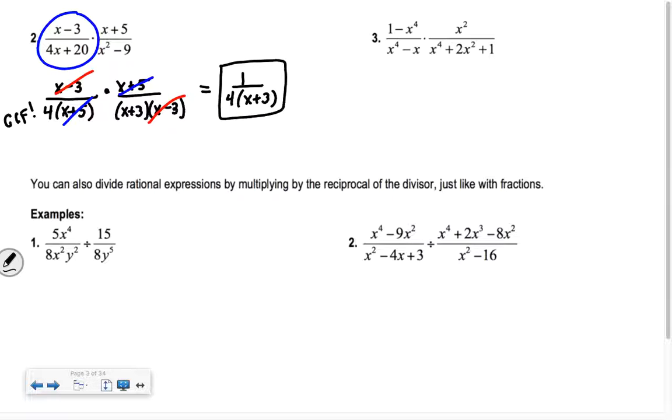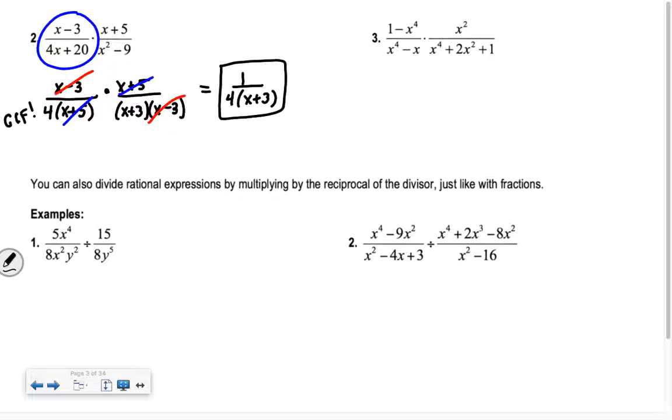You could write 1 over 4x plus 12. Is that not right? I usually just leave it in its factored form just in case you see any other factors that can reduce out. Okay, that one is okay. This next one's a little bit harder. So let's see if we can do it.